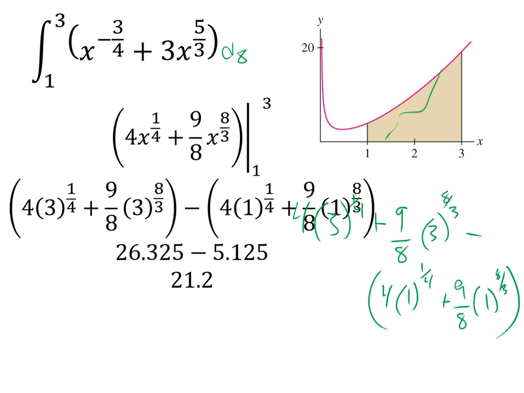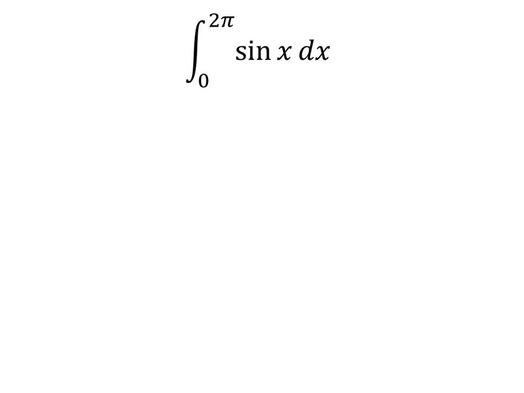So what you're going to do here is take the antiderivative of the function, plug in the top number, the end point, and then subtract from it what you get by plugging in the initial point, or the starting one. And you just subtract. That tells you the area under the curve. Now let's look at this one.